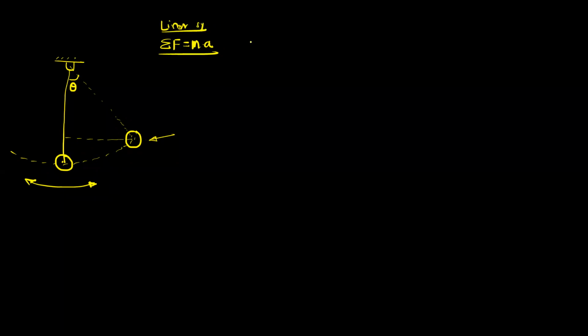For a rotational system, we will use the analogous terms. For force, we have the term torque. For mass, we have the term mass moment of inertia. And for linear acceleration, the equivalent term is the angular acceleration. So the equation will be summation of torque is equal to I into alpha. So to use this equation for this system, the first step will be to draw the free body diagram.